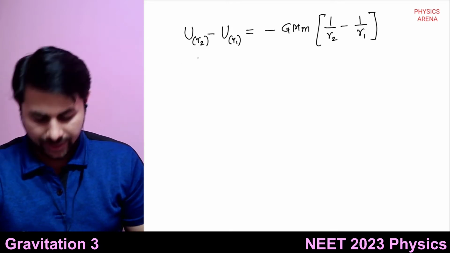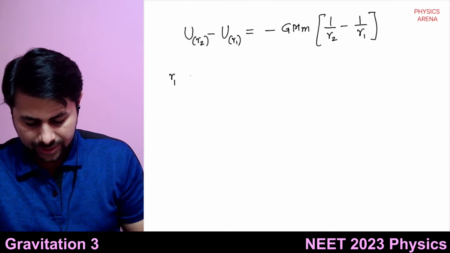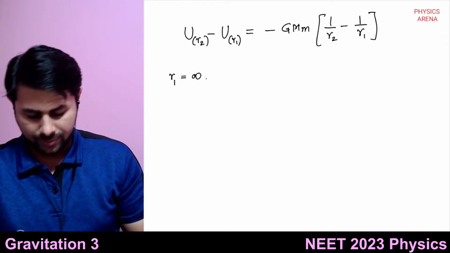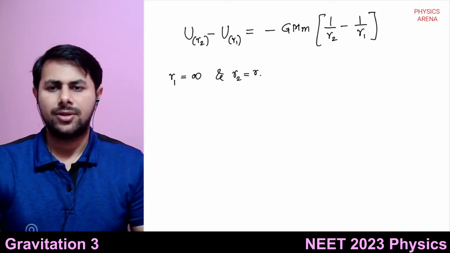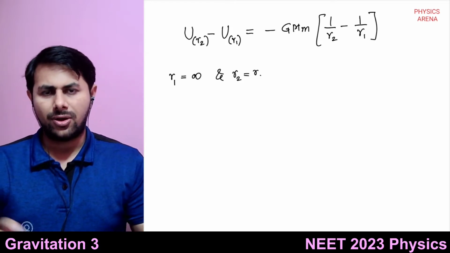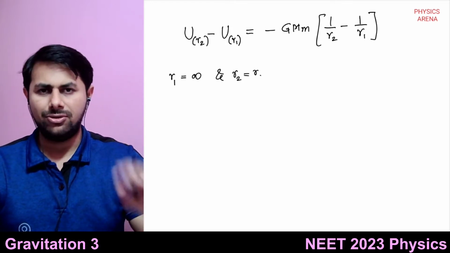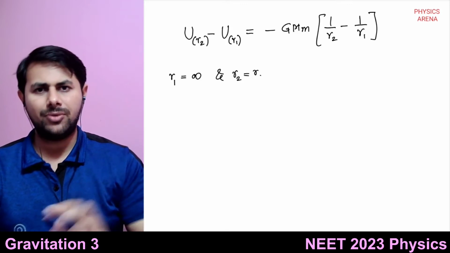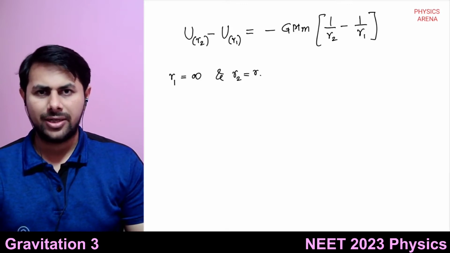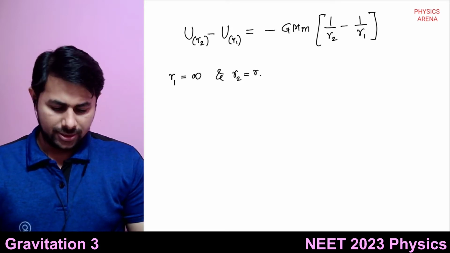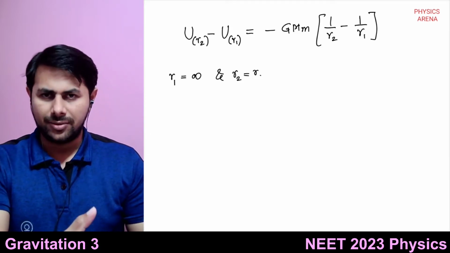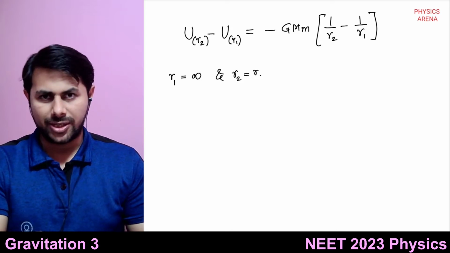So let's consider this case where r1 is infinity and r2 is equal to r. That means initially the object is at infinity and you are bringing it from infinity to r. Okay, so the object is at infinity, it will have some potential energy.